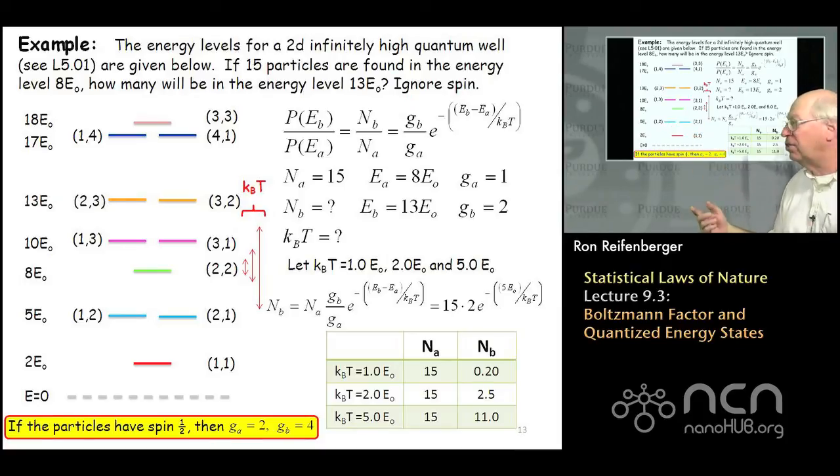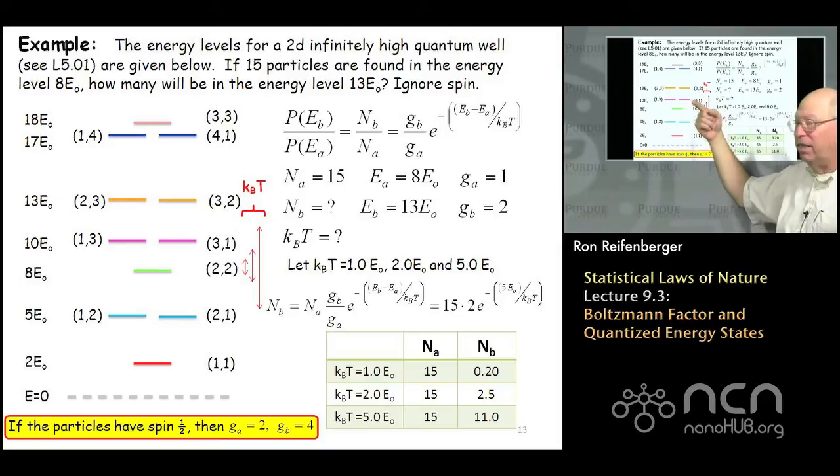And so I just asked the simple question, right? What's the ratio of the number of particles in, let's say, energy level 8 E0, compared to the number of particles that are in energy 13 E0, right? 13 E0 has a degeneracy of 2, 8 E0 has a degeneracy of 1.